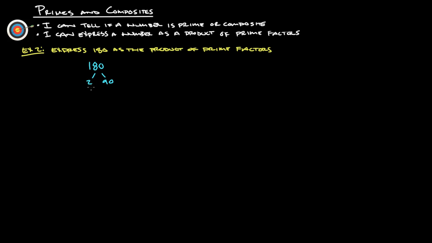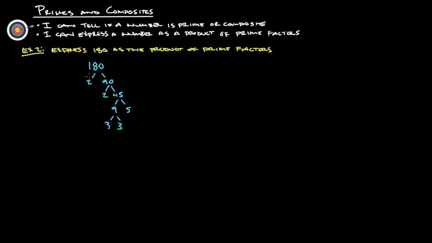This 2 is prime, because 2 and 1 are the only factors of 2. So that one I leave alone. Anything that's composite I keep breaking down until they're all prime. So 90 is still even, so I'm going to go 2 times 45. 45 is, we could say, 9 times 5, right? 5 is prime. Both these 2's are prime, but this 9 is composite because 9 can break down into 3 times 3. Okay, and now at the end of all my branches are all prime numbers.